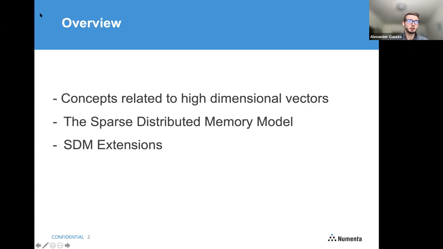So I'm going to talk about a few things. First off, are some concepts related to high dimensional vectors. Again, I think a lot of us should be familiar with these, but I think it's important to keep revisiting these sort of high dimensional vector concepts, because they're just very important and just very unintuitive, because we live in a three-dimensional world and we just have a really hard time thinking about 1,000 or 10,000 dimensional spaces. Then I'm going to talk about the actual model and then further extensions.